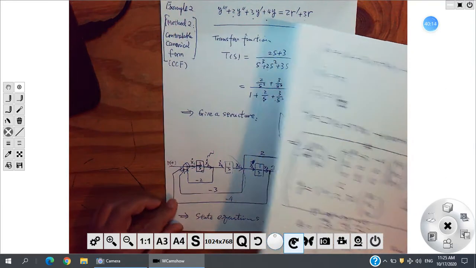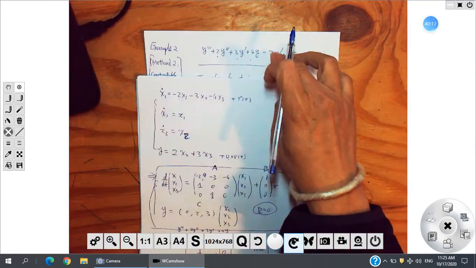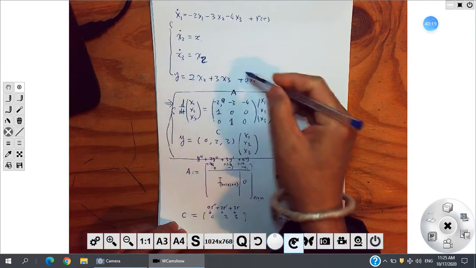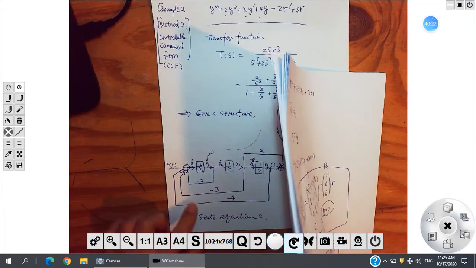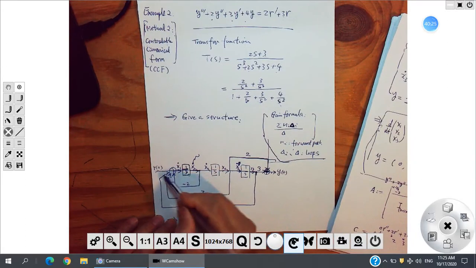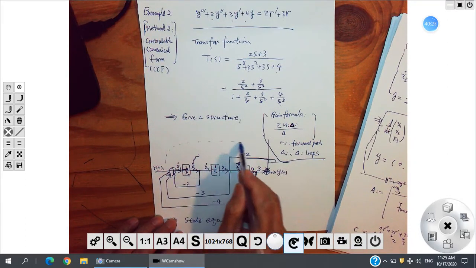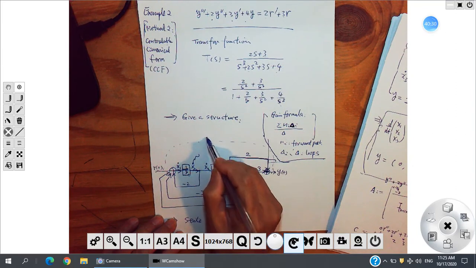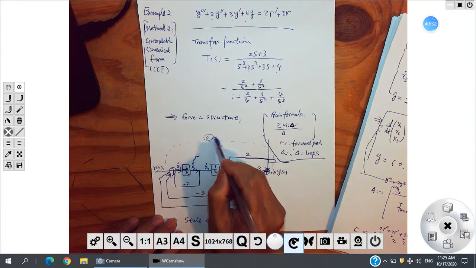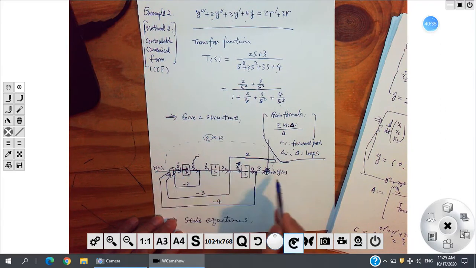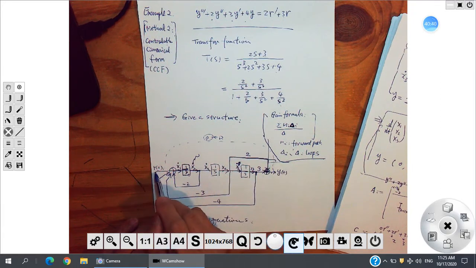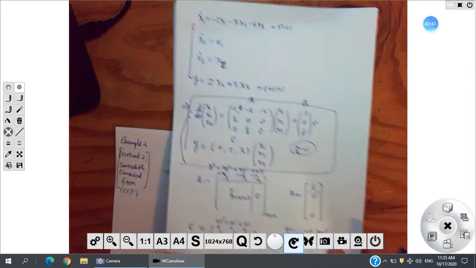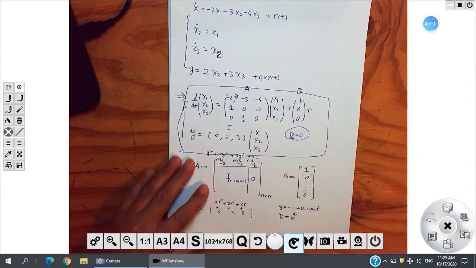But this one you cannot find directly from here. After you give the structure, you can have this. If you have some path here, this is 0. Now it's 0. This is D. If Y contains something, contains R directly, not just the times number on it, then this is D. All right. So this is a controllable canonical form.